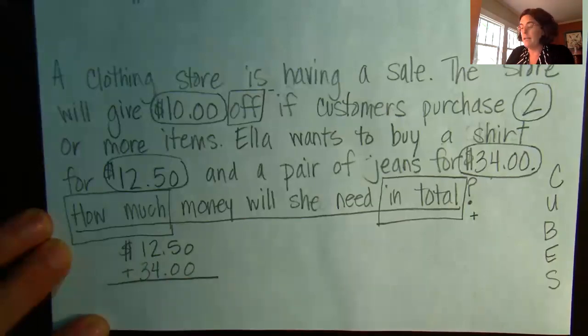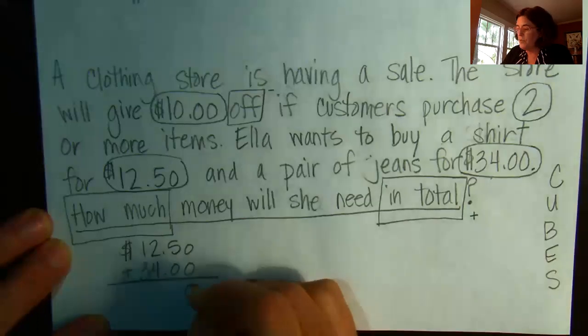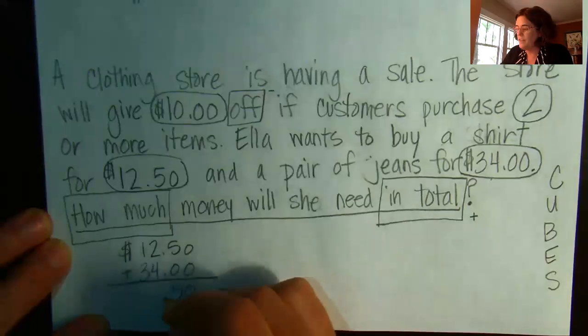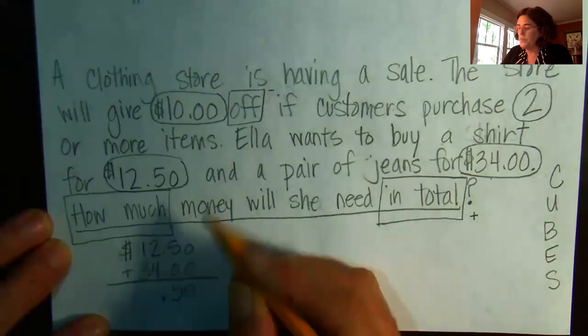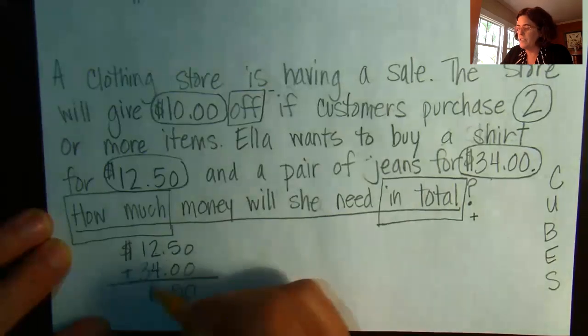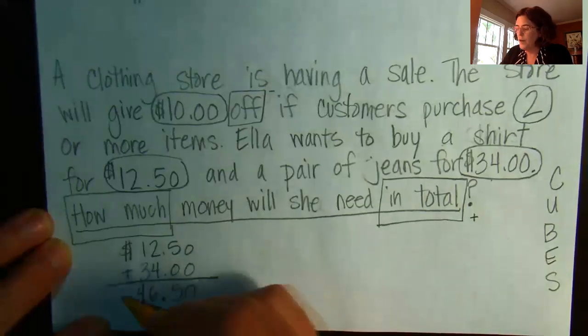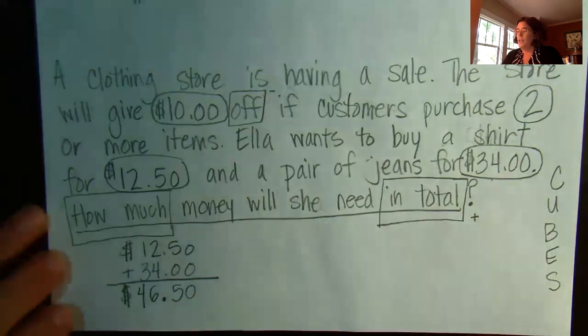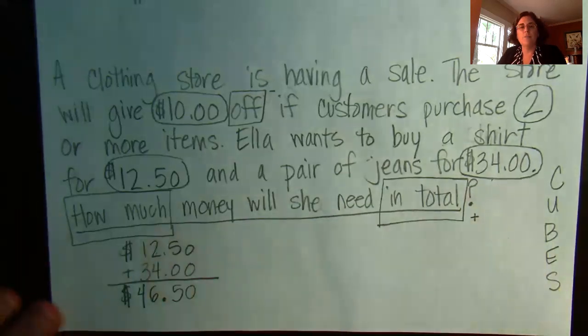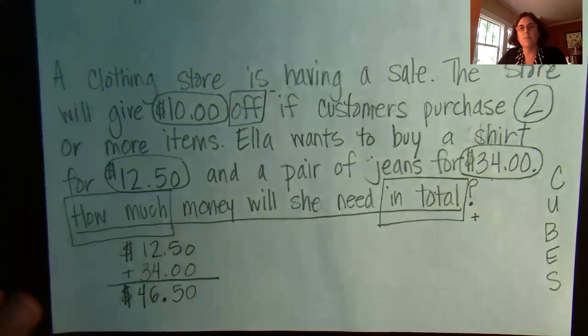So now let's go ahead and add these two together. 0, 5 and 0 is 5. Bringing down your decimal. 2 plus 4 is 6, and 3 plus 1 is 4. All right, so if she were to purchase these two items, she would have to spend $46.50. But I think I might be missing a step. What do you think I need to do next?